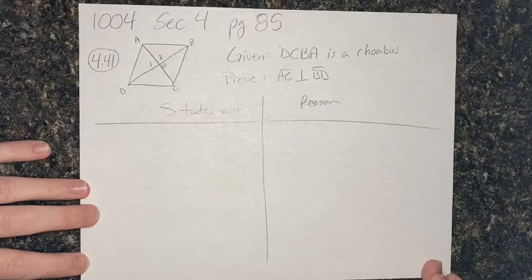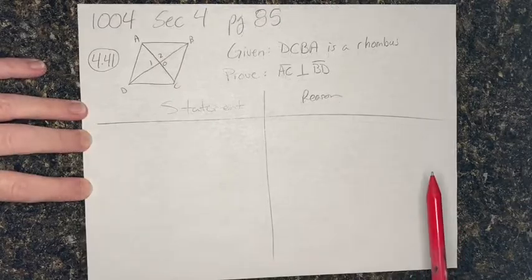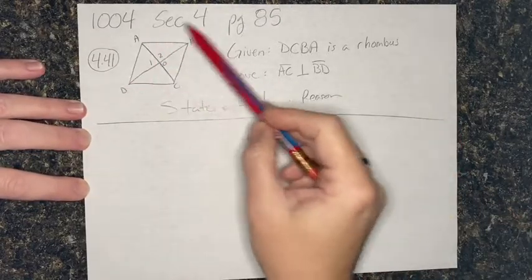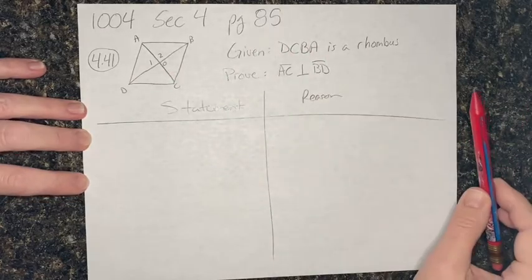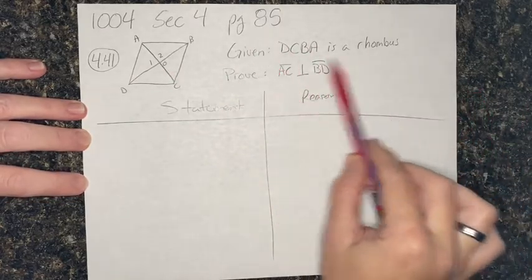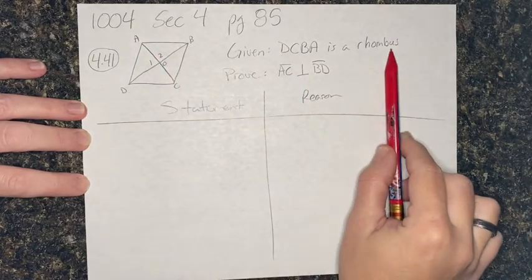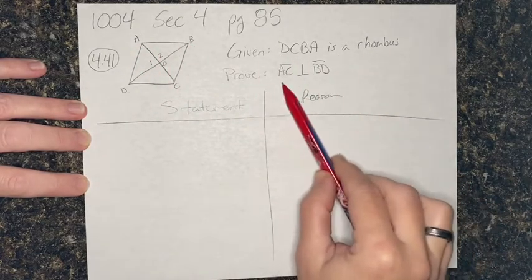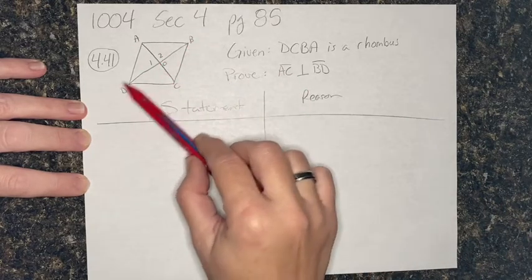All right, so the proof that I'd like to look at is on page 85 of section 4 in book 104. It's proof 441, and this is the image that we're given. And again, the given and the proofs are all empty, but you go ahead and write this in. Our given is that DCBA is a rhombus, and they want us to prove that AC is perpendicular to BD.